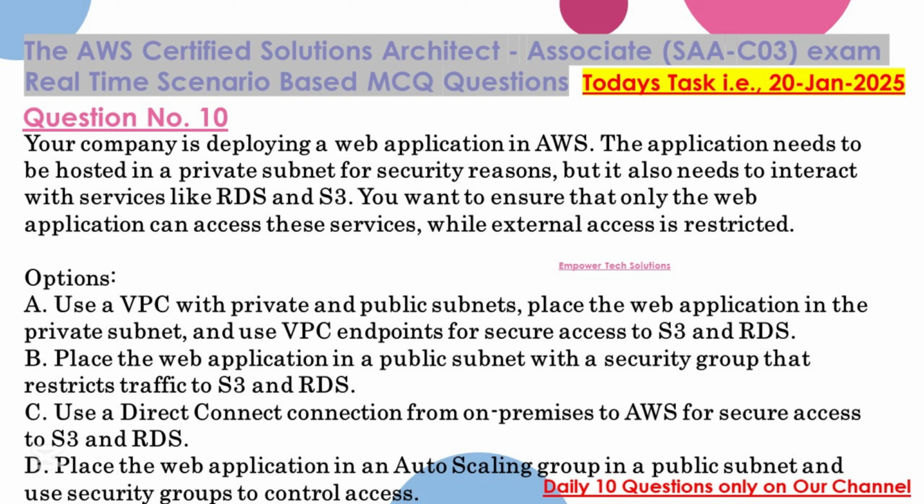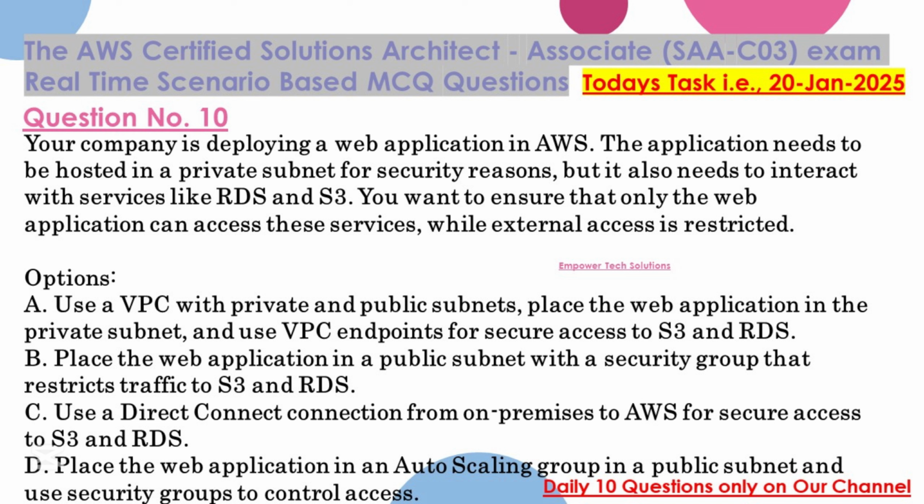Your company is deploying a web application in AWS. The application needs to be hosted in a private subnet for security reasons, but it also needs to interact with services like RDS and S3. You want to ensure that only the web application can access these services, while external access is restricted.